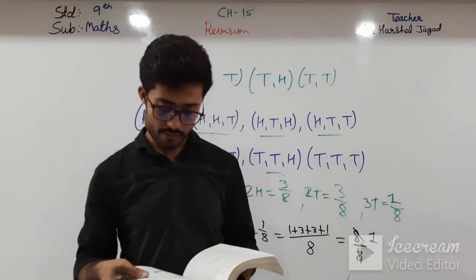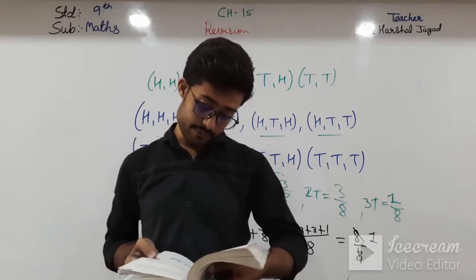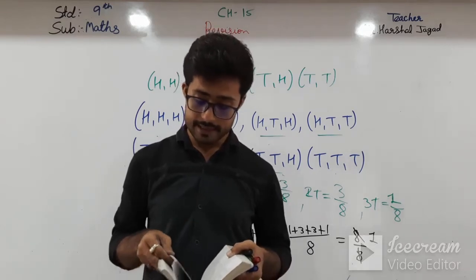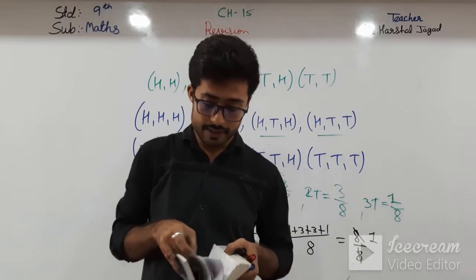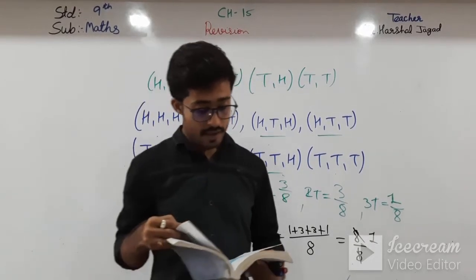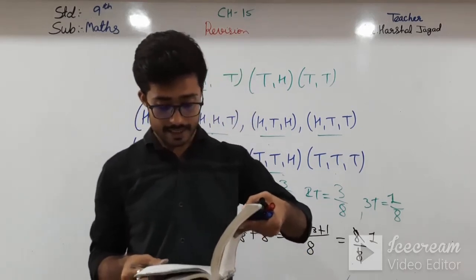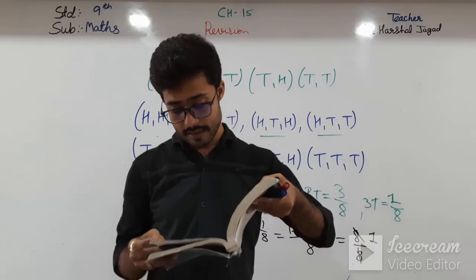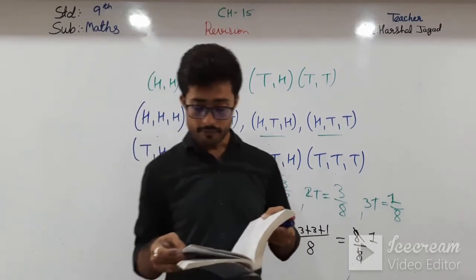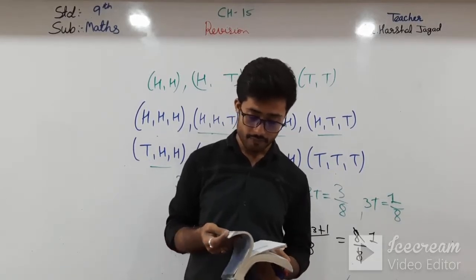You can see you have to find the number of students born in August. The data is given on the next page, so I am turning the page. Here it is the month of birth. In the 8th month, how many students are born? 6. So it will be 6 by 40. The probability of that is 6 by 40.